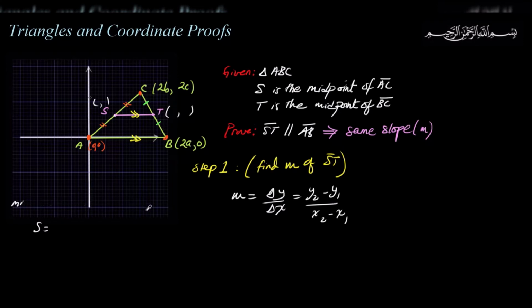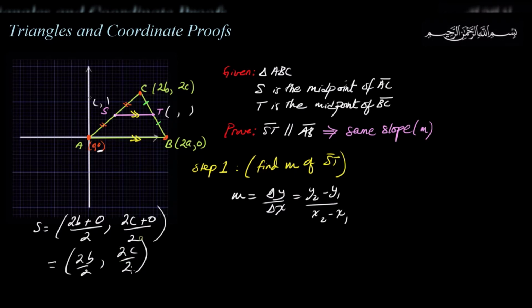So we're going to find the ordered pair for S. It's going to be the average of A and C. The x coordinate is 2b plus 0 divided by 2, and the y coordinate is 2c plus 0 divided by 2. That's easy peasy. Now you can see how the math makes it easy, right? This is just 2b over 2, and this is 2c over 2.